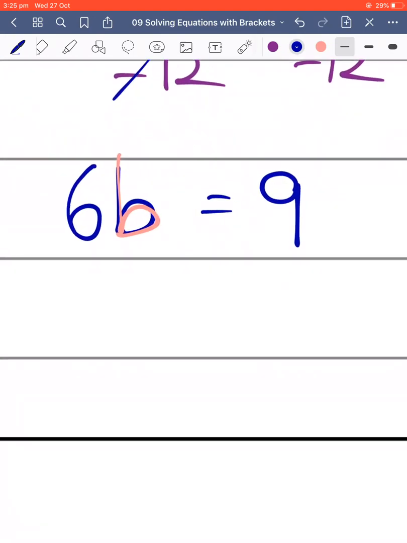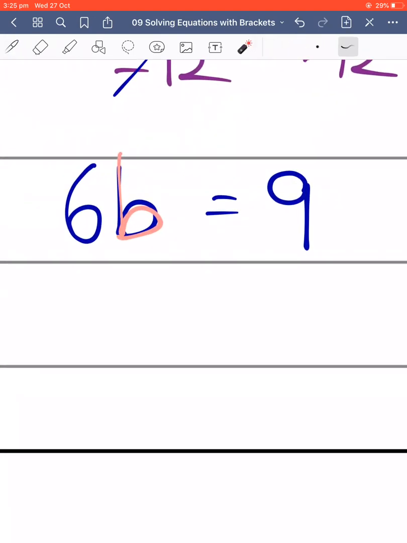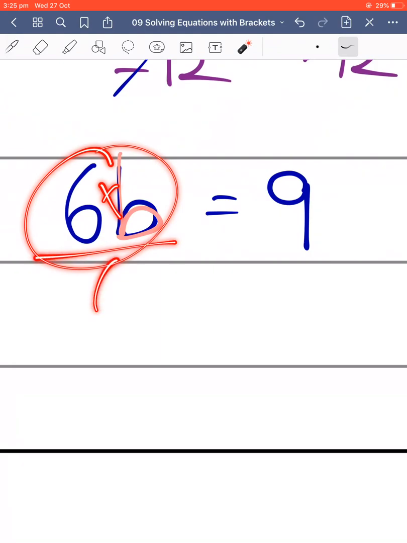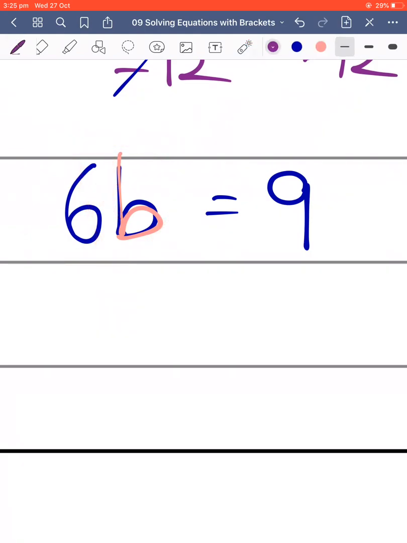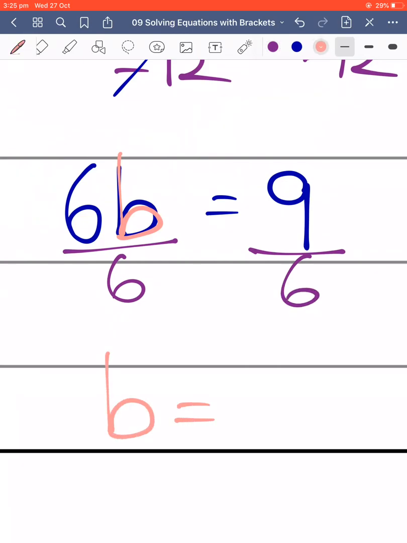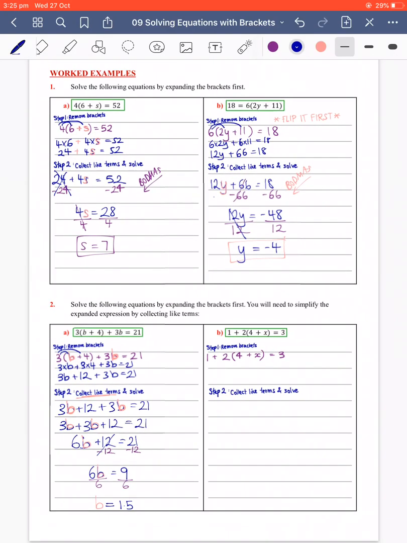Now I want to get b by itself. So currently it's saying that it's multiplied, so I have to divide to actually undo that. So let's divide by 6 on both sides. So I end up with b giving me my answer of, so 9 divided by 6 gives me 1.5. Done with that one.